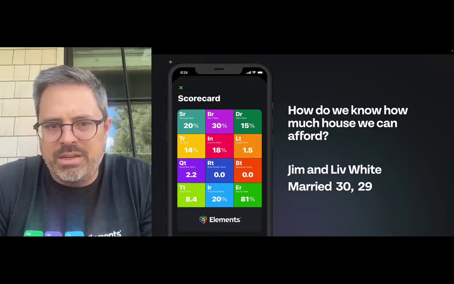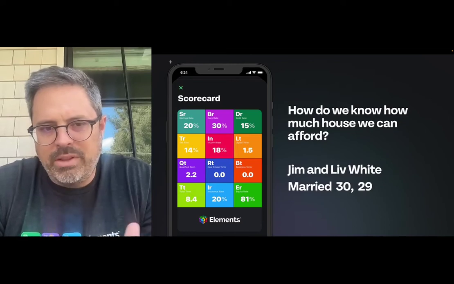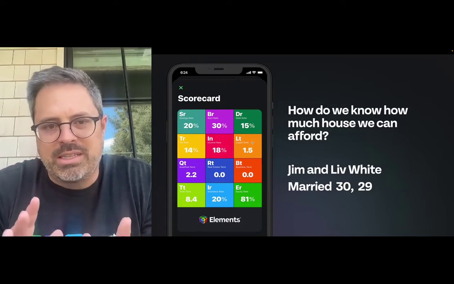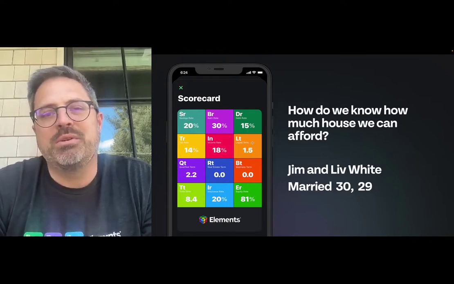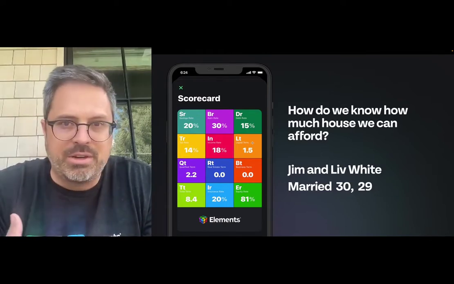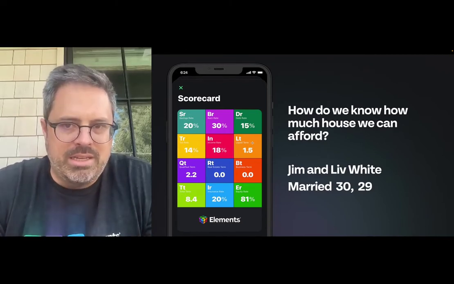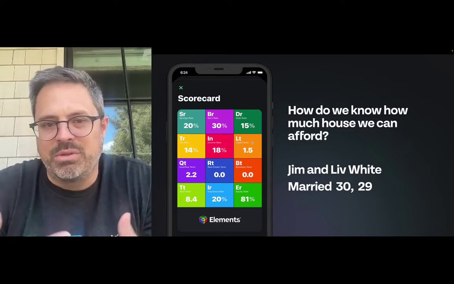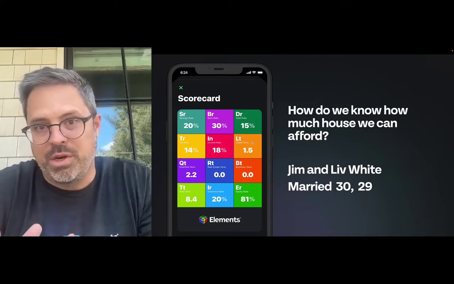So here's the advice I would give anyone listening on how to know how much house you can afford. You have to be really careful that your total debt rate, like you see here in the top right hand corner, does not get into the 40s if you can help it. Depending on the lender, they might allow you to have a debt to income ratio as high as 40%. I personally don't like to see my total debt to income ratio, or debt rate inside of Elements, be north of 30.